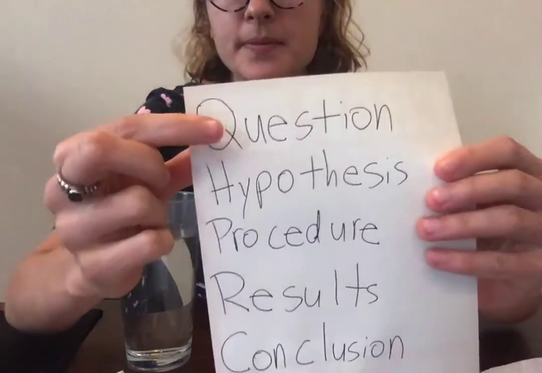Now the first thing in a science experiment is a question. So what are some questions we can have with these materials? The question that I came up with is, which of these 3 materials, the toilet paper, the paper towel, or the wet wipe, will dissolve the best in water? That was step 1, the question.